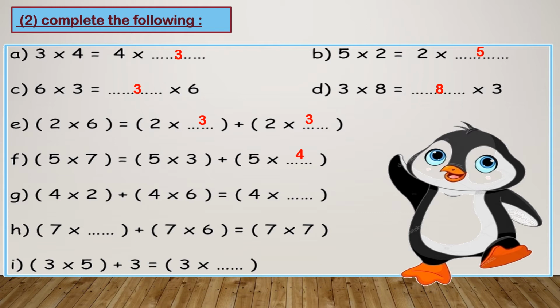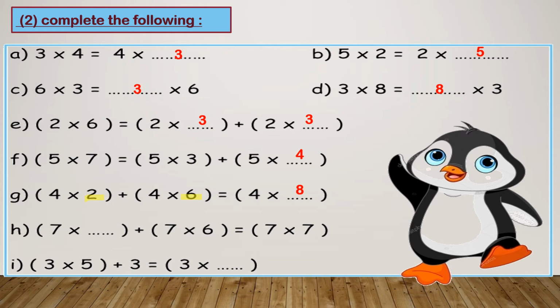4 by 2 plus 4 by 6 give you what? I'll put the first number as it is, and the second number here, I add them both together. So I add 2 plus 6. So 2 plus 6 give you 8. So 4 by 8 give you the same result as 4 by 2 plus 4 by 6.